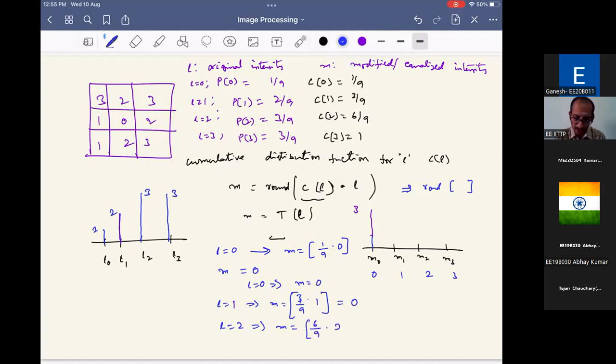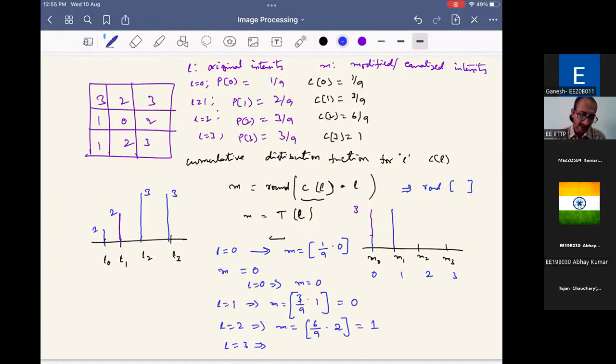6/9 into 2, and that is equal to the round operation. How much is this? L equal to 2 is how much? Somebody can tell quickly. So 1. Yes, it is 1. So it gets mapped to 1. So what does it mean?